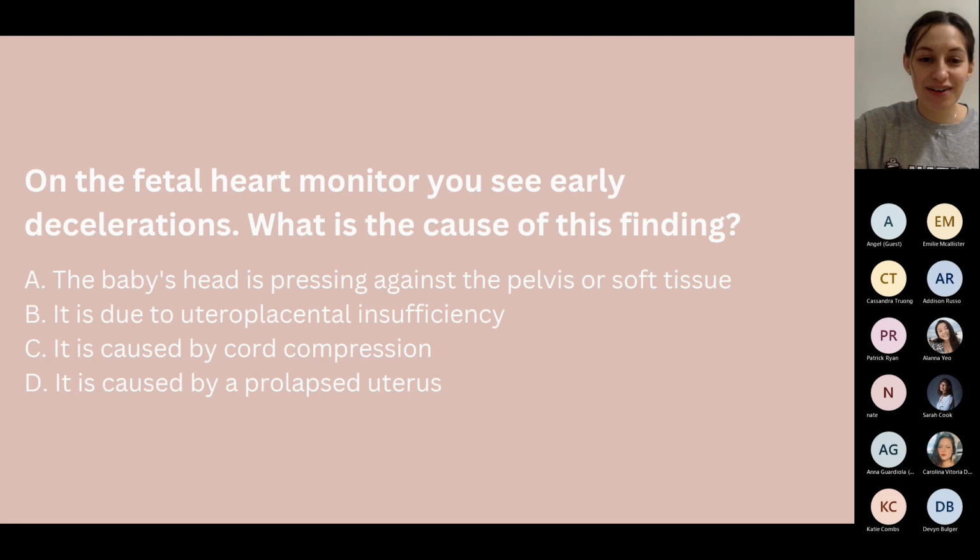So on the fetal heart rate monitor, you see early decelerations. What is the cause of this finding? A, the baby's head is pressing against the pelvis or soft tissue. B, it's due to the uteroplacental insufficiency. C, it's caused by cord compression. Or D, it's caused by a prolapsed uterus. And feel free to throw the answers in the chat.